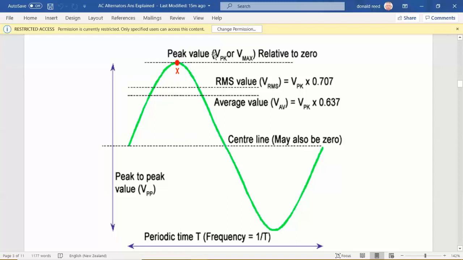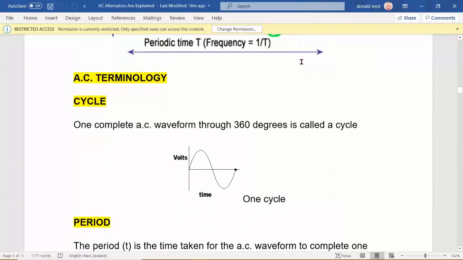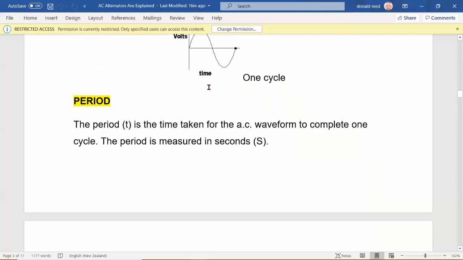Okay, so peak value is also known as the maximum. So it could be V max or I max for current. So just again, 360 degrees, one cycle. So period is the time it takes for one cycle.